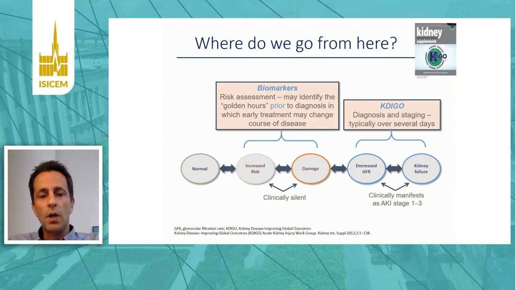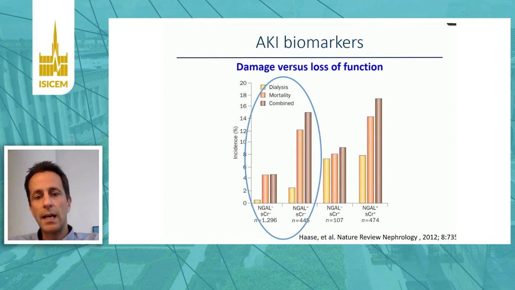However, to detect an increased risk and kidney damage, that means the golden hour of AKI, we need new damage or stress biomarkers. And this is highlighted in this landmark study by Michael Haas and colleagues, and they demonstrated that kidney damage without a loss of function impacts patients' outcome. Here they divided 2,000 patients based on the serum creatinine levels and a biomarker level. In this case, they used NGAL.